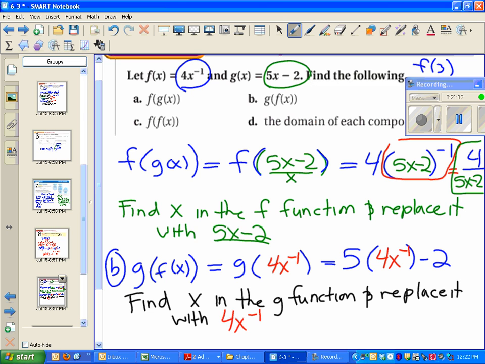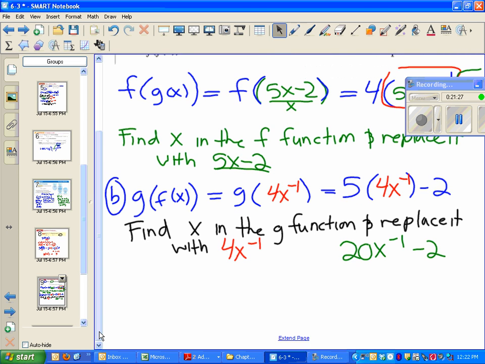So this is going to become, let's see, 5 times 4 is 20. So we have 20x to the negative 1 minus 2. And then 20 has an exponent of 1. And then this is unhappy, so we're going to take that downstairs. So now we have 20 over x to the first minus 2. And that is our final answer.